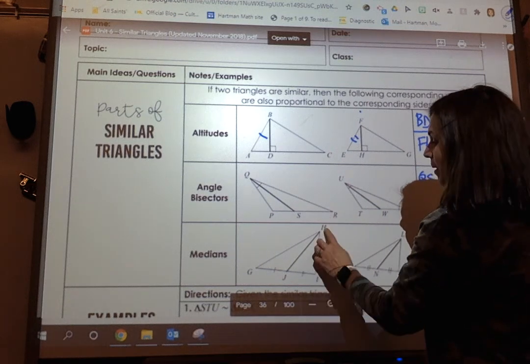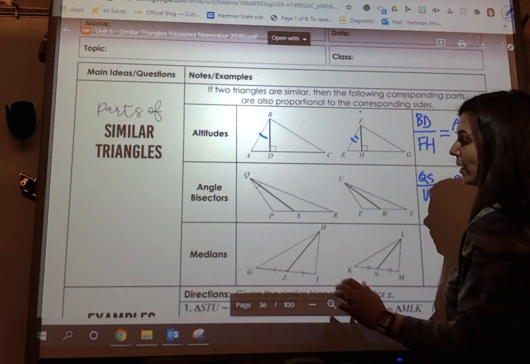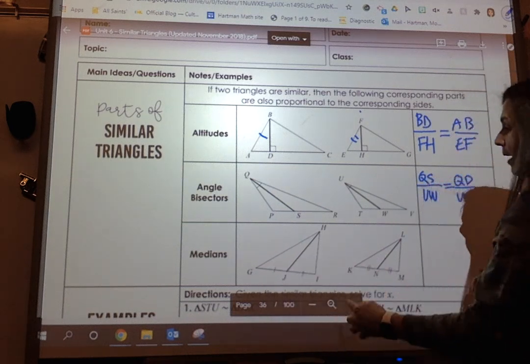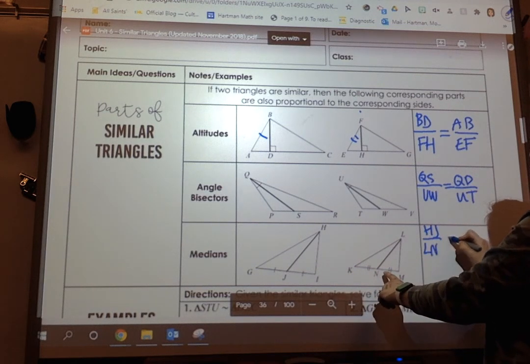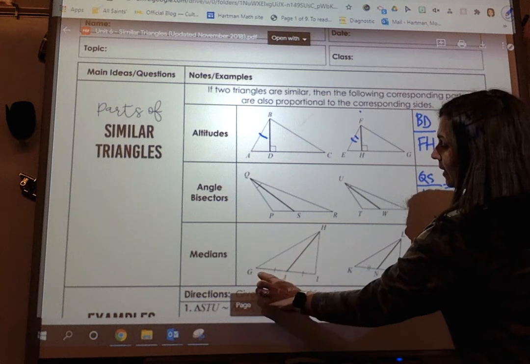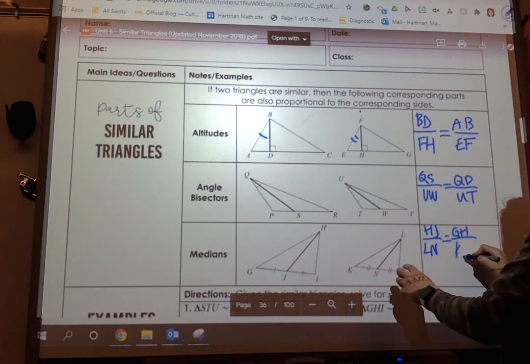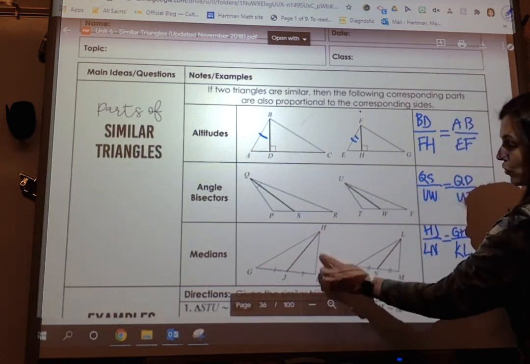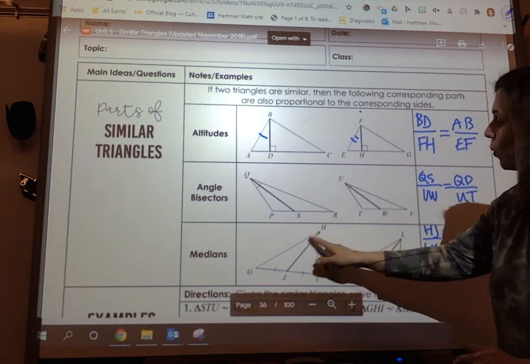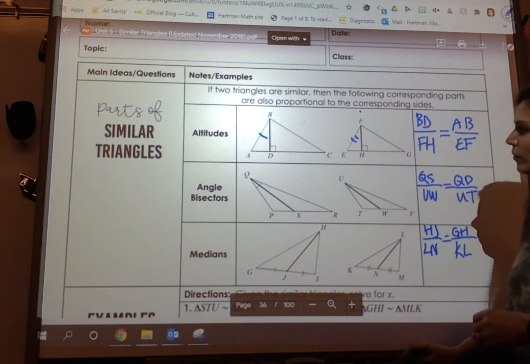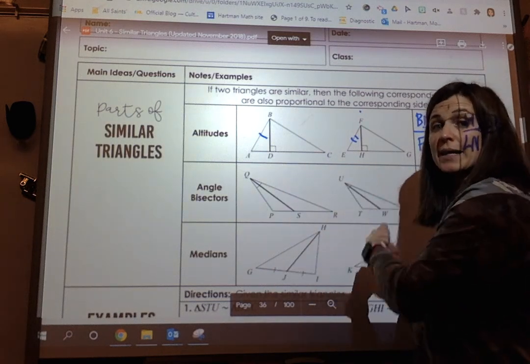Medians, and remember the job of these guys. The median's job is to split this segment in half, right? So if these guys are similar, now I can say that my median, HJ, is proportional to the median of LN, and this side length, GH, is going to be proportional to KL. And I can also say that it's proportional to HI, which is proportional to LM. That's fine too. It doesn't matter which side of the triangle. So that's if I know triangles are similar, this is what I can say.